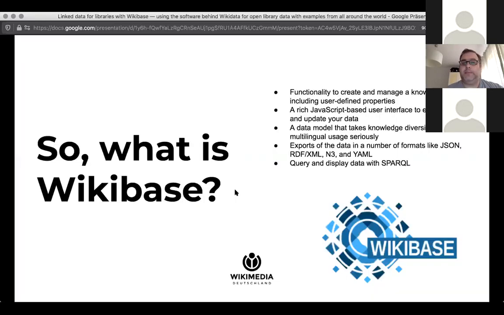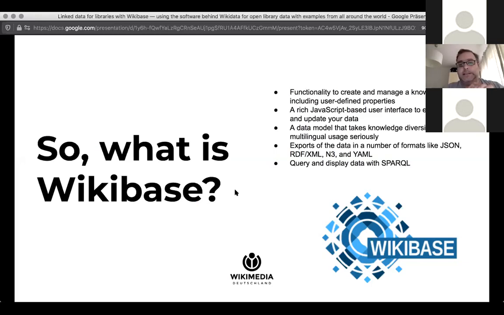So Wikibase is a set of functions that you can use to create and manage your knowledge base. You can very easily define your own properties and create your own ontology or vocabulary. It has a nice and modern JavaScript-based user interface. So it's a little bit more Web 2.0 than something that you might have seen on Wikipedia, for instance.